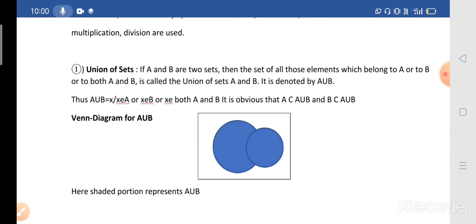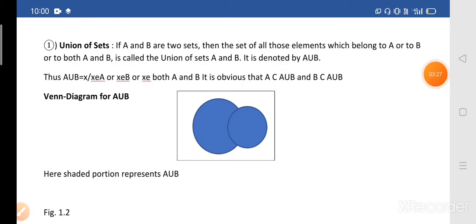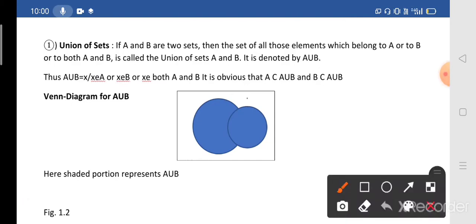Here is the Venn diagram for A and B. The total rectangle is the set X under consideration. Here set A and set B combined are taken as the shaded regions in the diagram. Taking all elements of set A and set B under consideration, we get A union B.